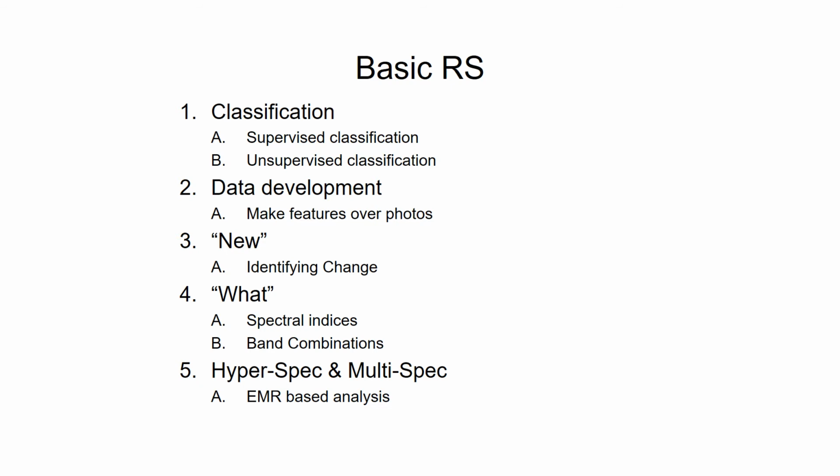We can identify what something is by looking at the spectral indices. In other words, how the energy is reflected or absorbed by the object to determine what it may or may not be. And sometimes we use unique combinations of electromagnetic information outside of the visible spectrum, because that allows us to see certain classes of things more clearly. And then of course we use hyper and multispectral stuff, which is all electromagnetic energy based identification.